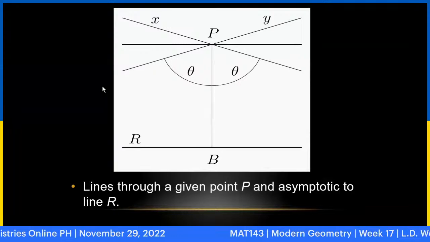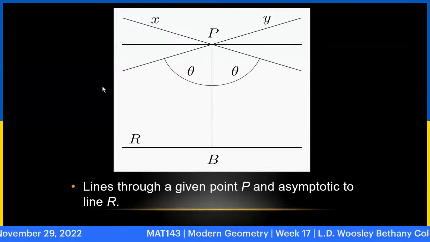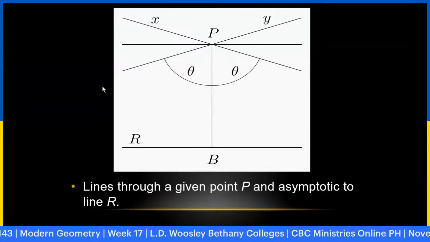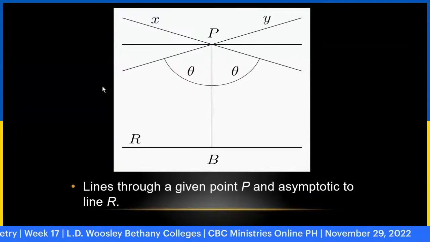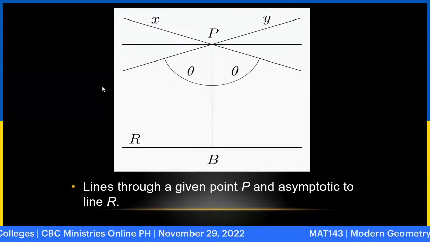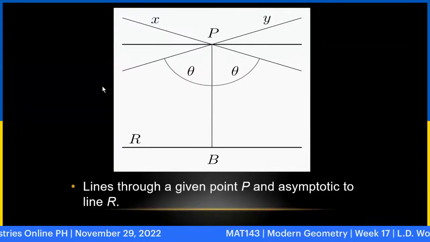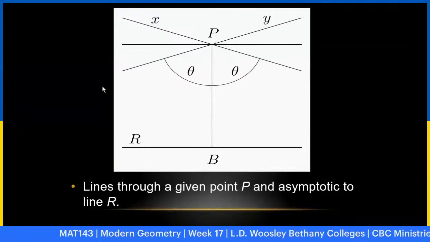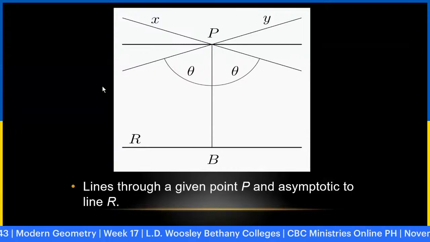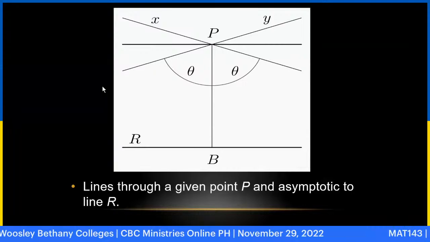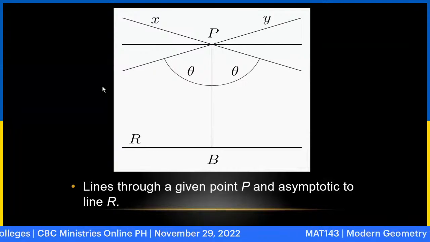Just like a hyperbola in itself. A hyperbola has an asymptote line, right? Alright, guys? You still recall the asymptote of a hyperbola? The asymptote is just guiding the hyperbola, but the hyperbola per se will not intersect the asymptotical line. This could be applied now here in this fifth postulate.